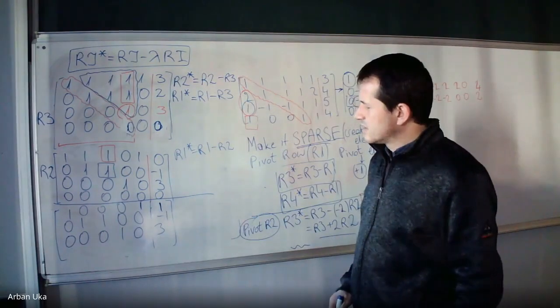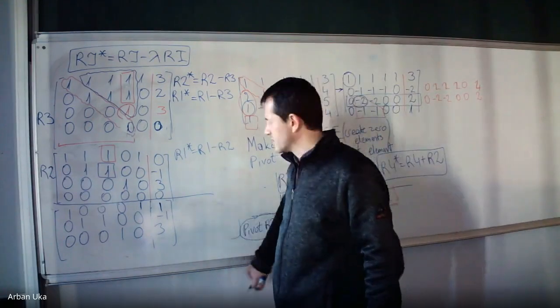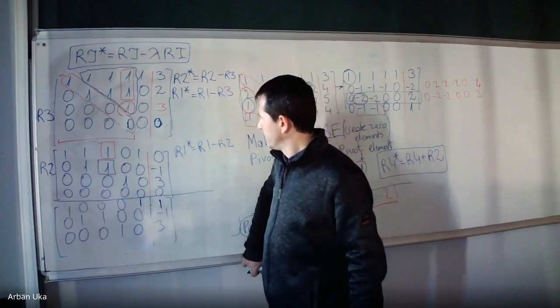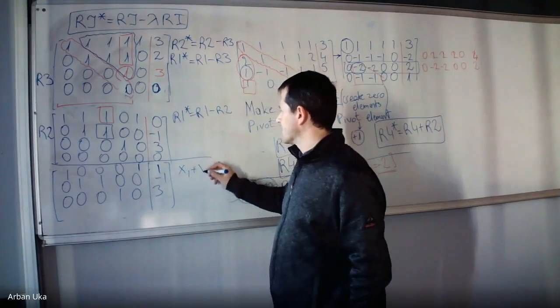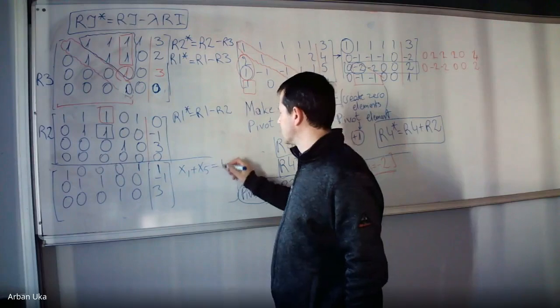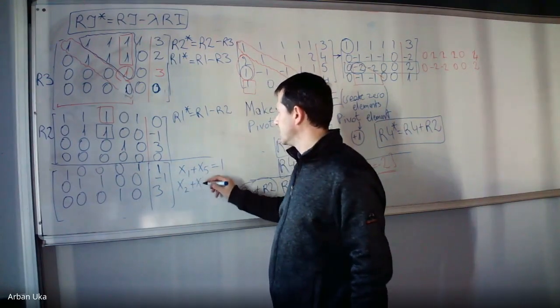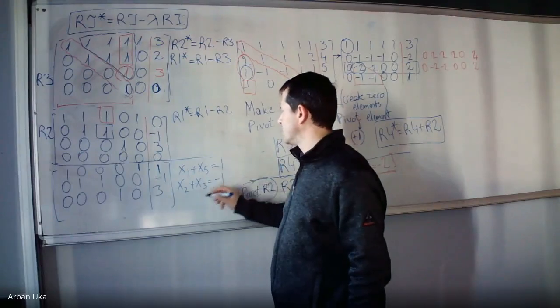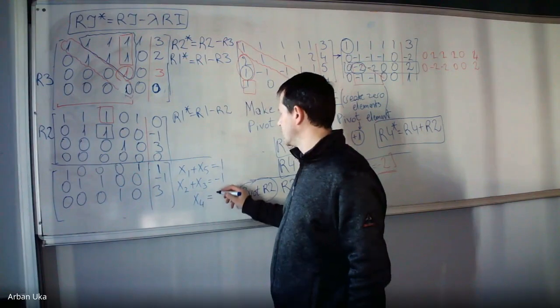So from this simplification, what do we obtain? How can we read these equations? Now that we are at this stage, we read this like this. We say x1 plus x5 is equal to 1. And x2 plus x3 is equal to minus 1. And we get that x4 is equal to 3.